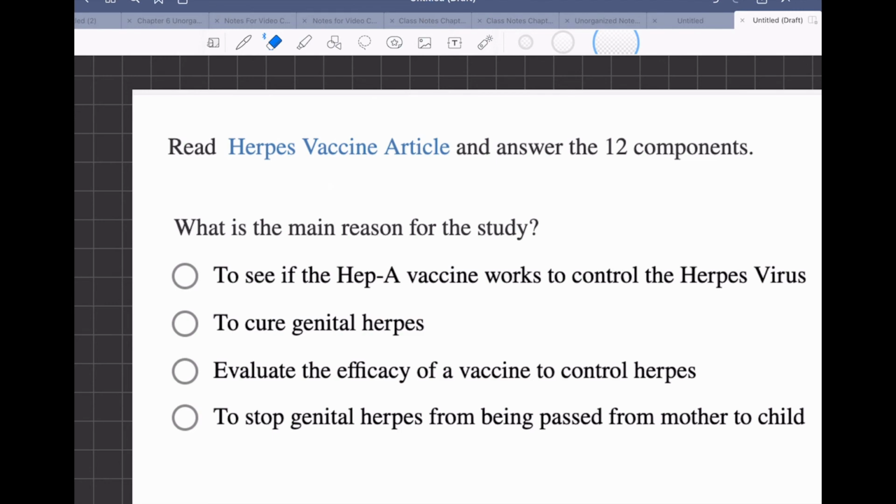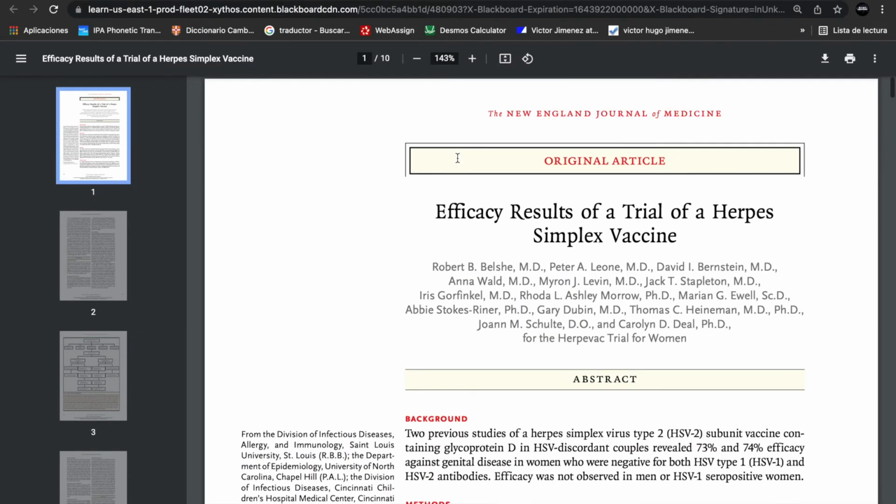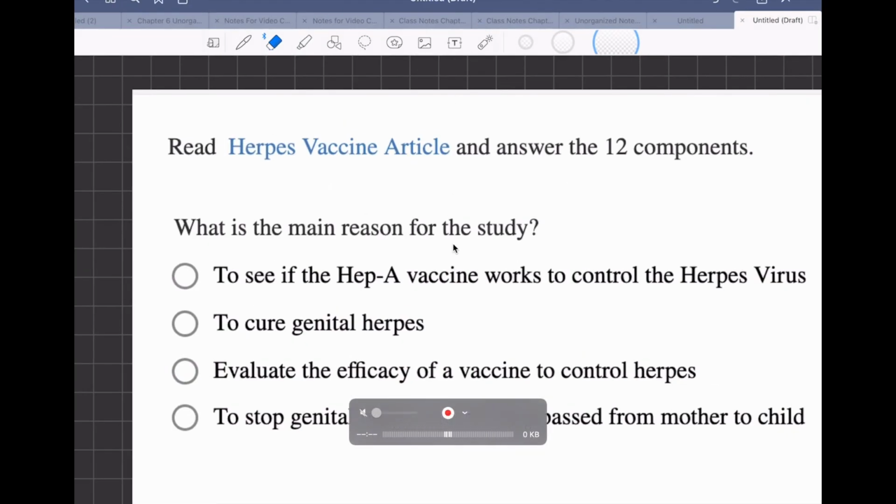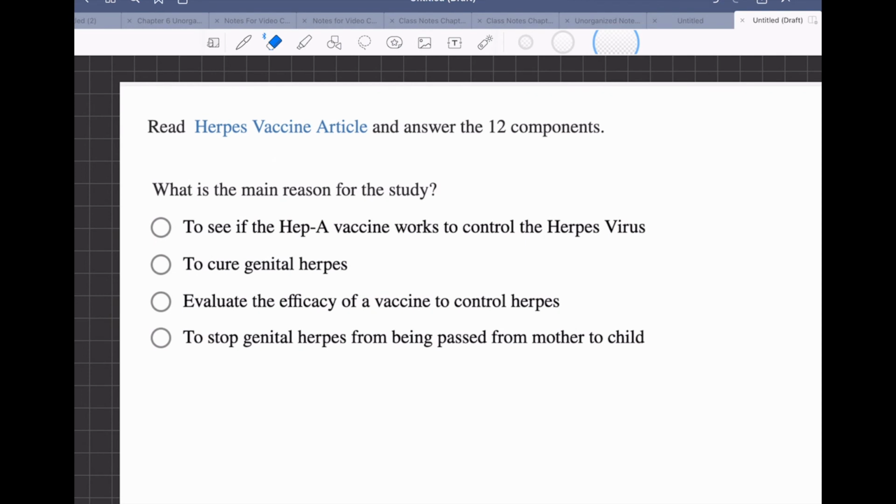Number 1, what is the main reason for the study? Again, as I mentioned before, usually it's going to be given in the title: efficacy results of a trial. So I think the answer is to evaluate the efficacy of a vaccine to control genital herpes. So it is the third one, right? This one. Evaluate the efficacy of a vaccine to control herpes.